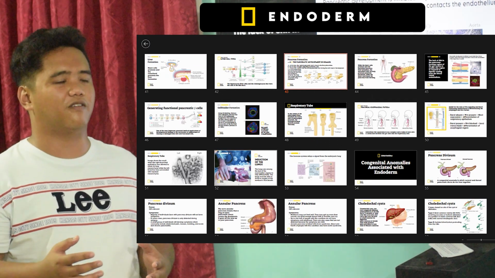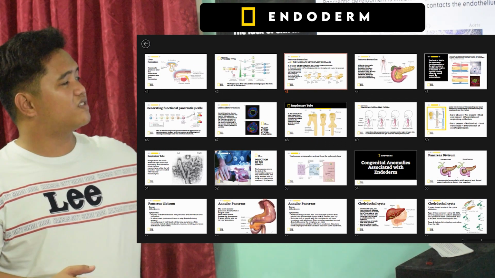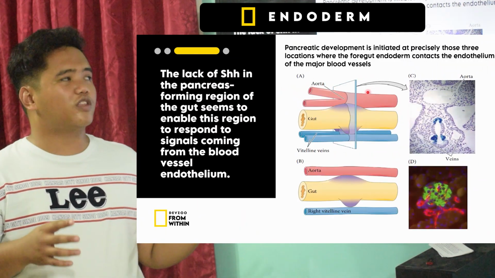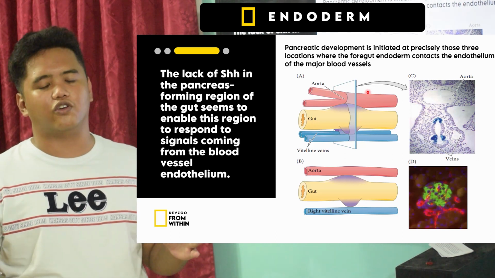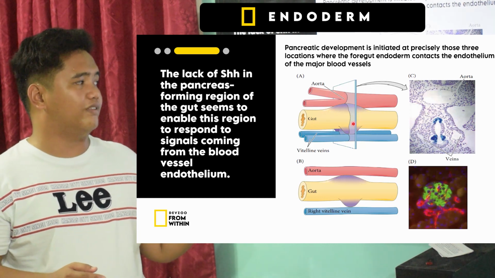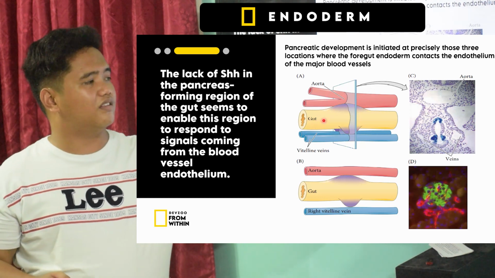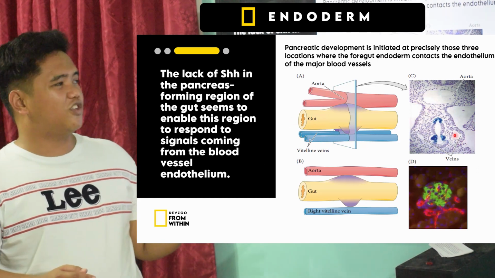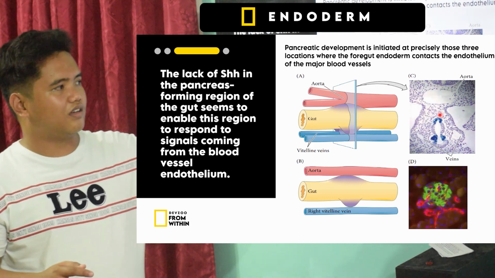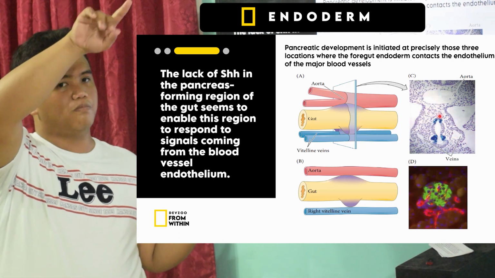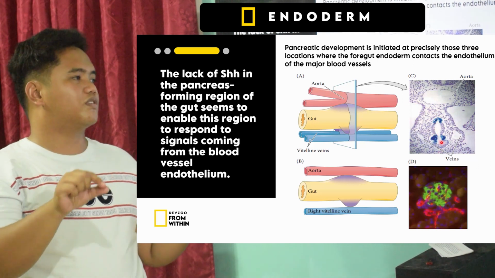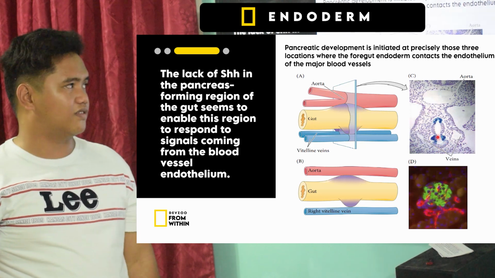The lack of SHH in the pancreas seems to allow the region of the gut to receive signals from the blood vessels surrounding it. So as you can see in the illustration, we have three notable blood vessels that come in contact with the pancreas-forming region of the gut. It is the aorta and the two vitelline veins. As you can see here in the histology image, the gut is in the middle and the top stained blue is the aorta, then the lower two stained blue are the vitelline veins.